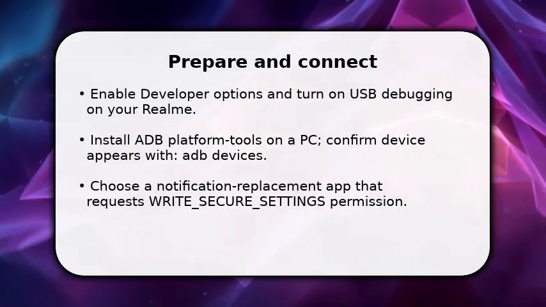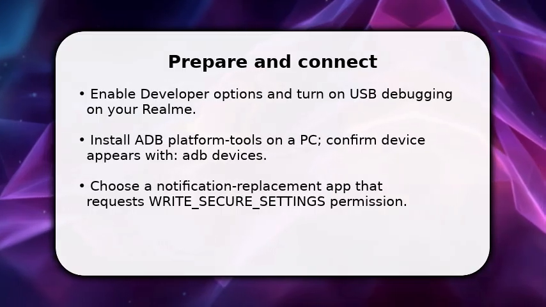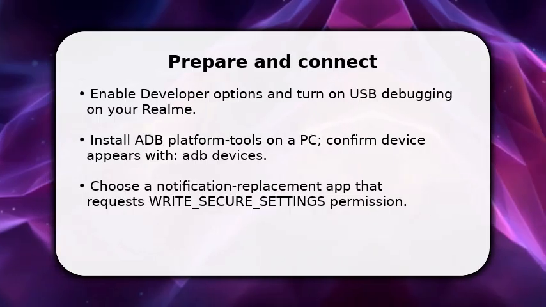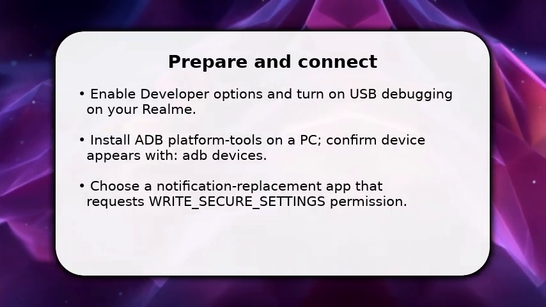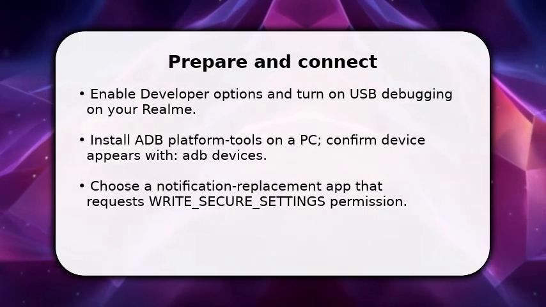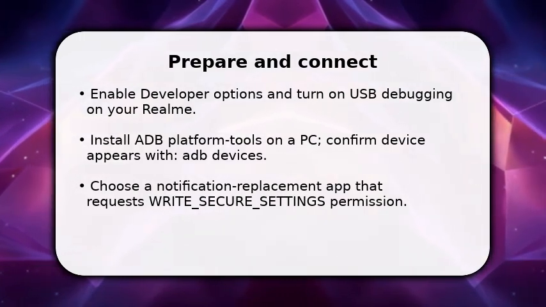You also need a notification replacement app ready. That app must be able to accept elevated permission to change the notification drawer. This preparation matters because without USB debugging and ADB, you cannot grant the system-level setting required to replace the drawer.